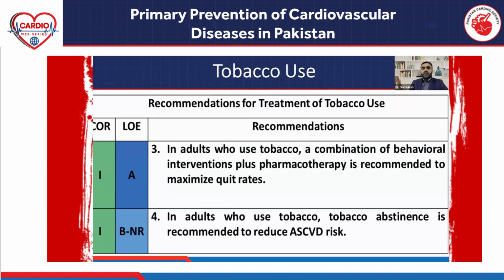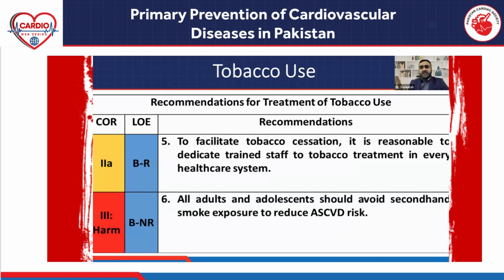In adults who use tobacco, a combination of behavioral intervention plus pharmacotherapy is recommended. This is also class 1. You need to do behavioral intervention. You need to give pharmacotherapy to these patients to reduce the ASCVD risk in these patients. And those who use tobacco, abstinence is recommended. You need to stop their smoking behavior, and this is going to reduce their ASCVD risk.